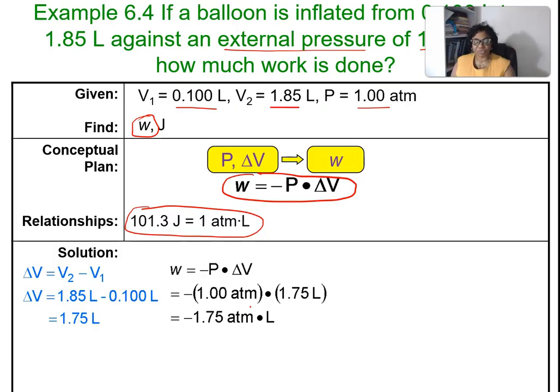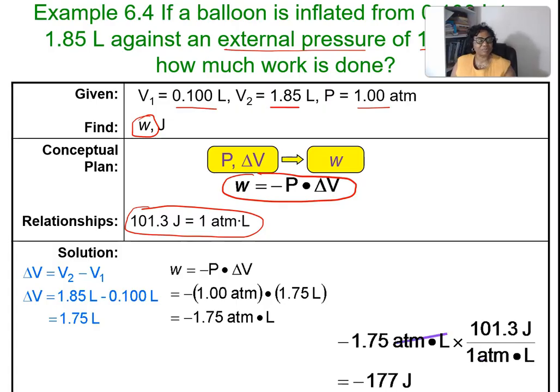We can convert it to joules. Let's convert it to joules. So minus 1.75 atmosphere liters times, use this as the conversion factor. The answer is minus 177 joules. That's our answer. Let's take another example.